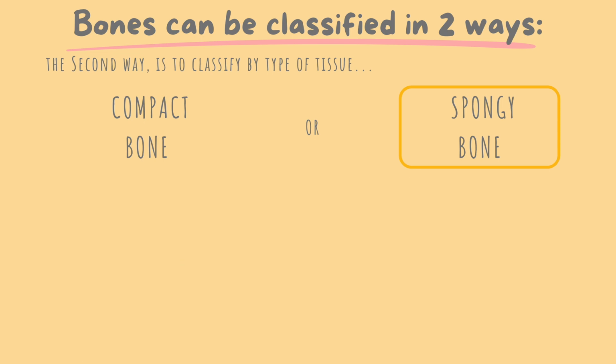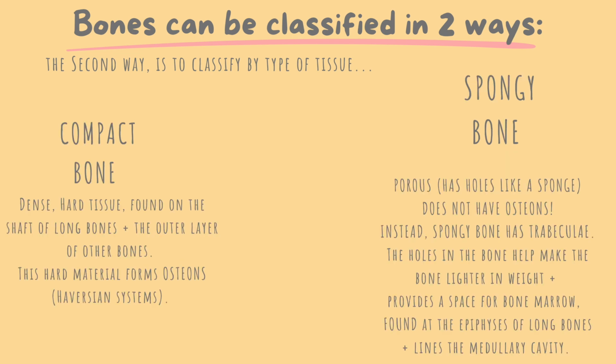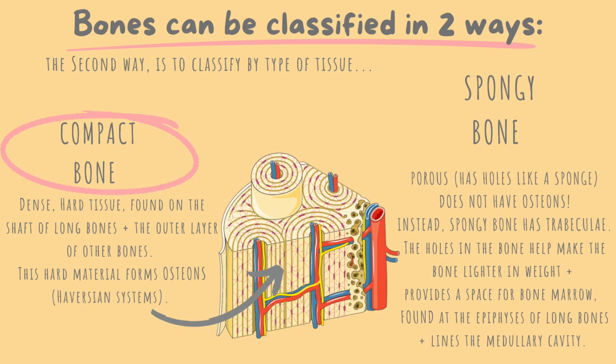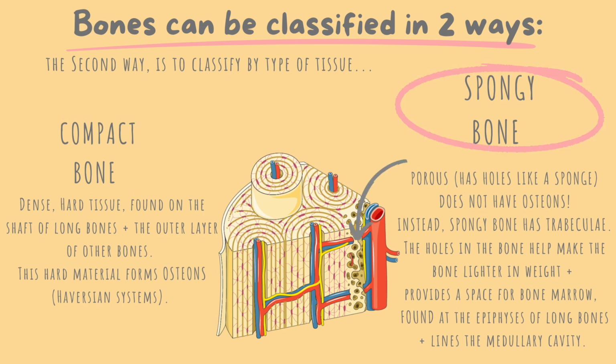So let's review. There are two types of bone tissue. One is the compact bone and the other is the spongy bone. Make note that the compact bone can be identified because of the osteons, and the spongy bone can be identified because it looks porous like a sponge made from trabeculae.